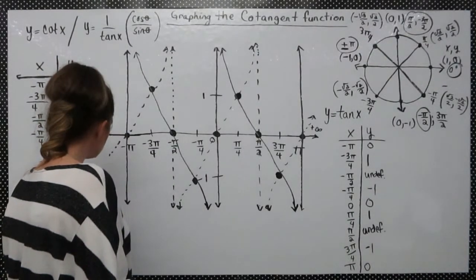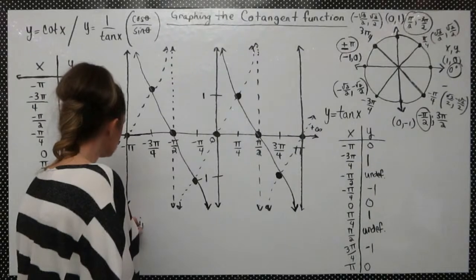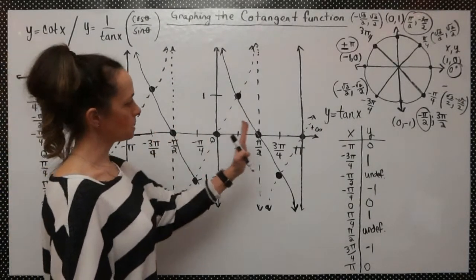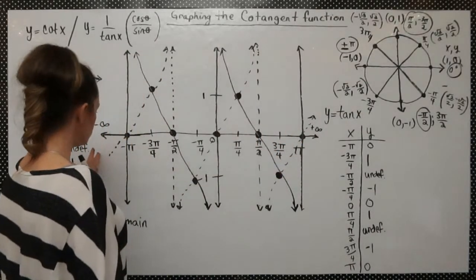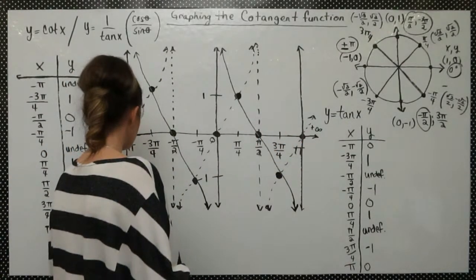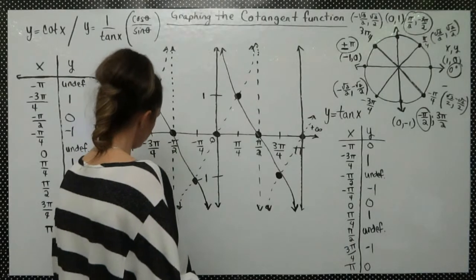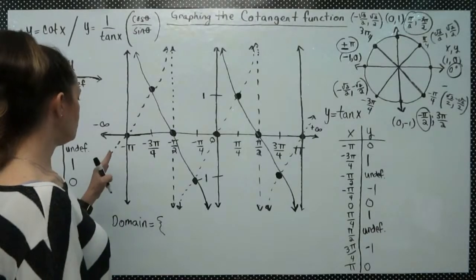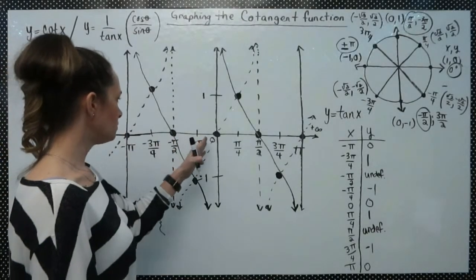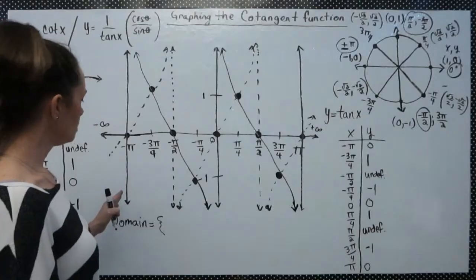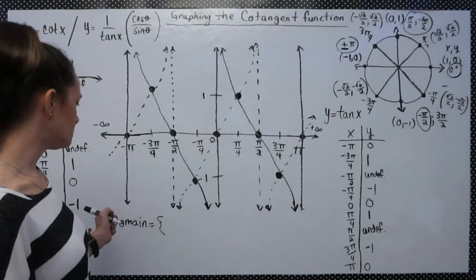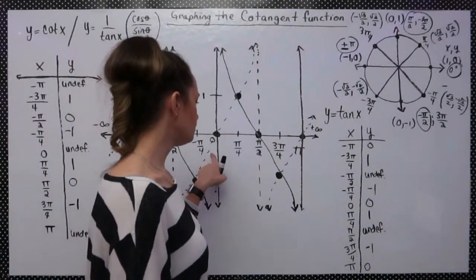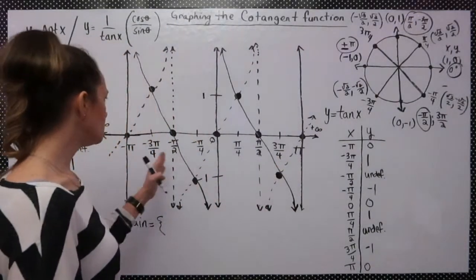So we're talking about the domain. We're looking for the places along the x-axis where there would be any restrictions. This graph for cotangent is going to exist everywhere except where you have these vertical asymptotes. And notice they're appearing every pi value, so it looks like intervals of pi.